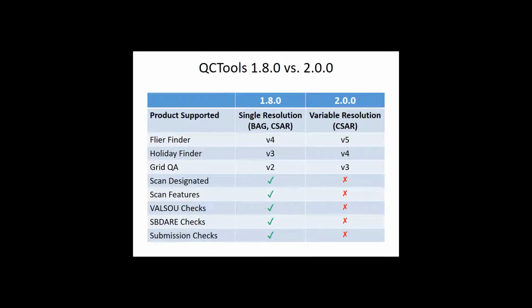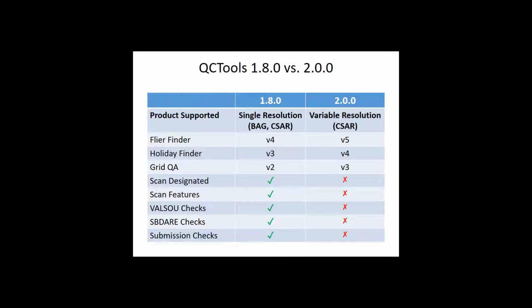Here's a breakdown between QC Tools 1.8 and 2.0. As I just said, 1.8 is to be used with single resolution, that's BAGs and CARIS grids. This is the version that you all are used to, that contains all those functions that you see there with the green checks for the updates: version 4 of Flier Finder, version 3 of Holiday Finder, version 2 of the grid QA.